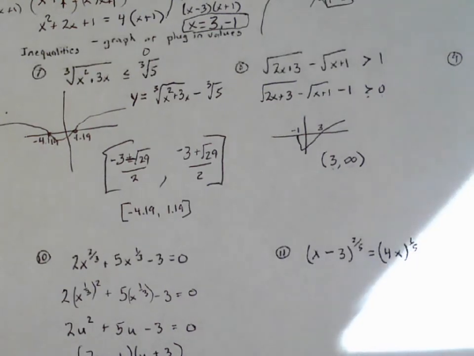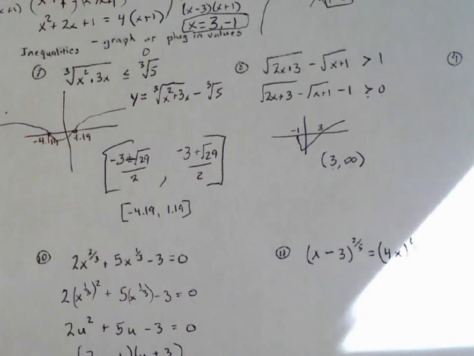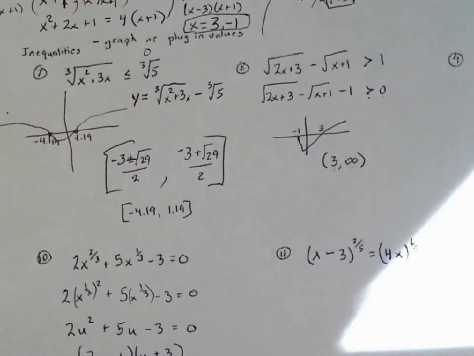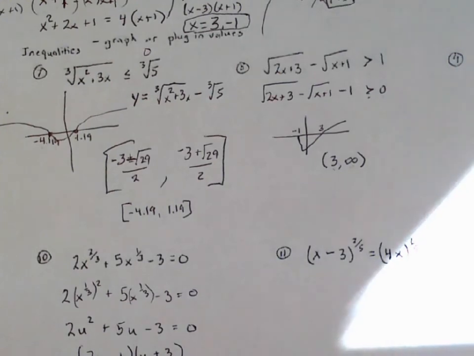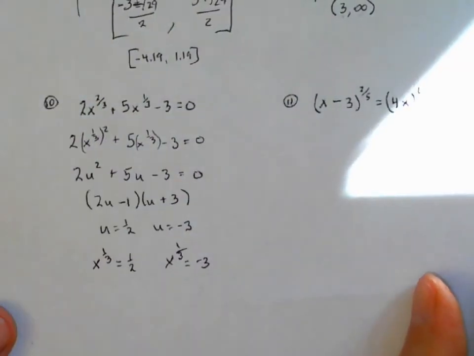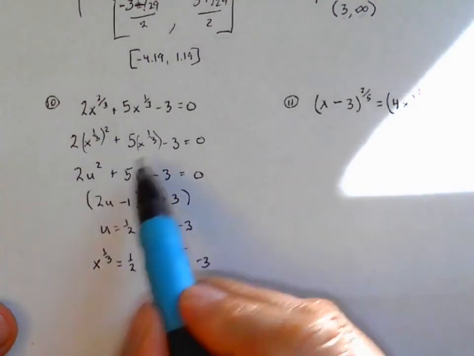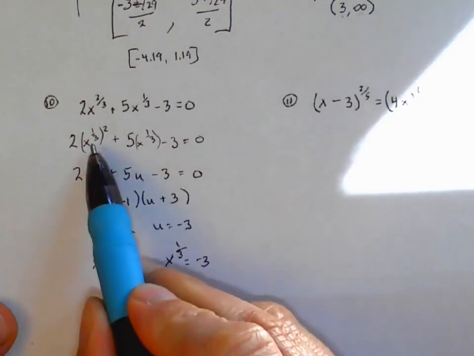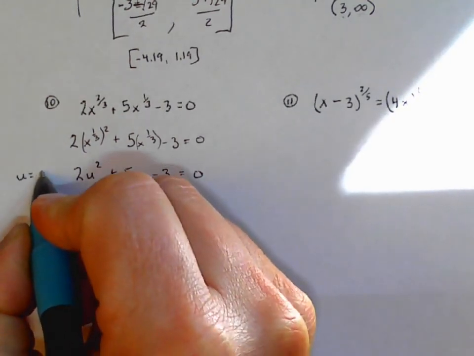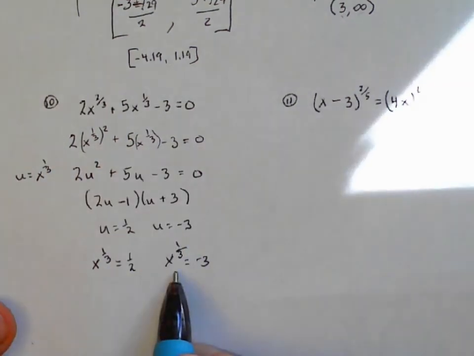Now I know u is this number here, so I'm actually saying that x to the 1/3 is equal to 1/2, and x to the 1/3 equals negative 3. So we take this x to the 1/3, make it a u, and solve it there. I know what u is, but u is equal to x to the 1/3, right? So I can just replace it back in.